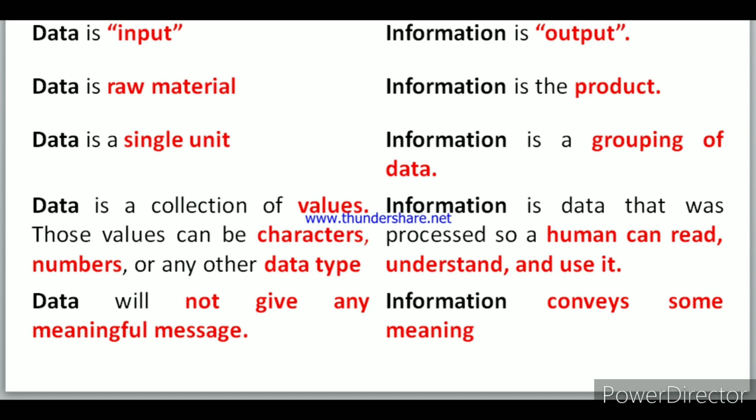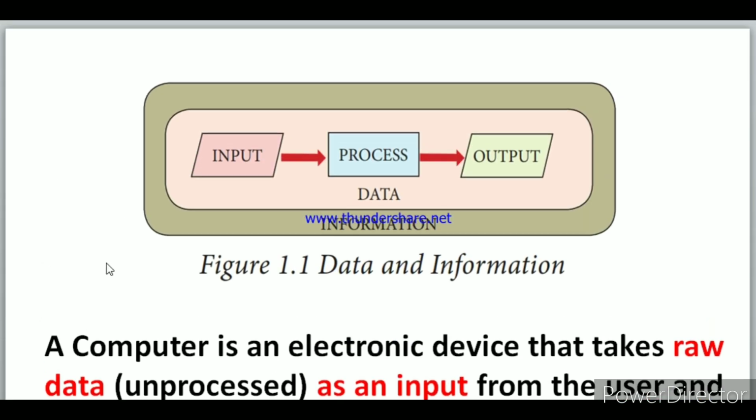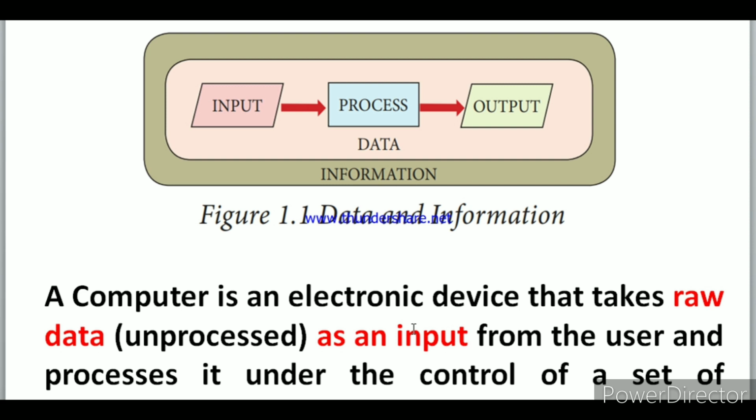Let's see the diagrammatic representation. This is the relationship between the data and information. Here, during the processing, we always say the input as data. The processed meaningful output is called information. This is the relationship between the data and information. From this we come to know how the computer is processing. Without data and information, we cannot do any process.